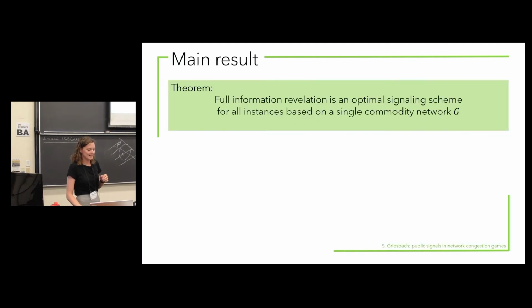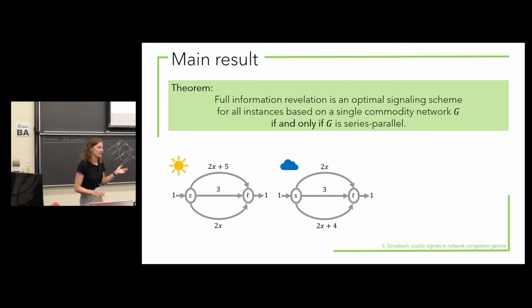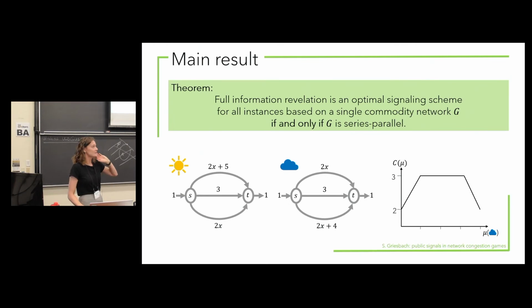Okay, so let's see what the main result of our paper is. And it's stated as follows. So full information revelation is actually an optimal signaling scheme for all instances based on a single commodity network G, if and only if this graph is a series parallel graph. And if we remember the example from the very beginning, this is obviously a series parallel graph since we only have 3 parallel edges. And the cost function that we obtained was this one.